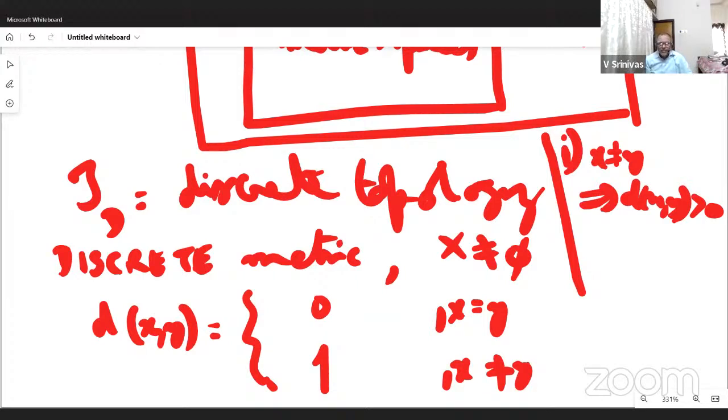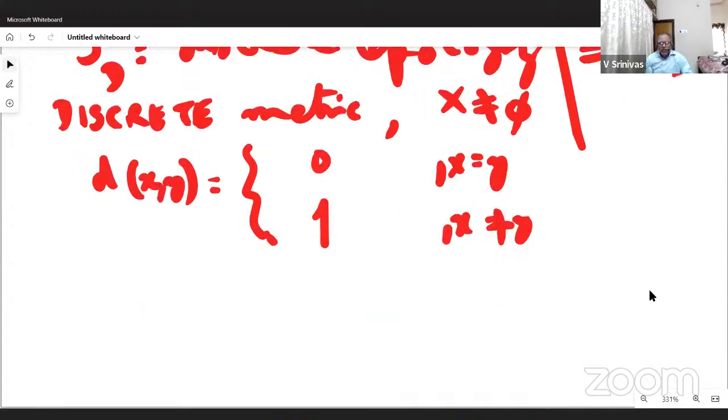You can see that this is a metric on capital X. You can see that this satisfies the conditions in the definition of a metric. And this particular metric is called discrete metric. In fact, this metric generates certain open sets. You can see that the open sets that come out of this metric are the same as the power set of X. That you can try as homework.